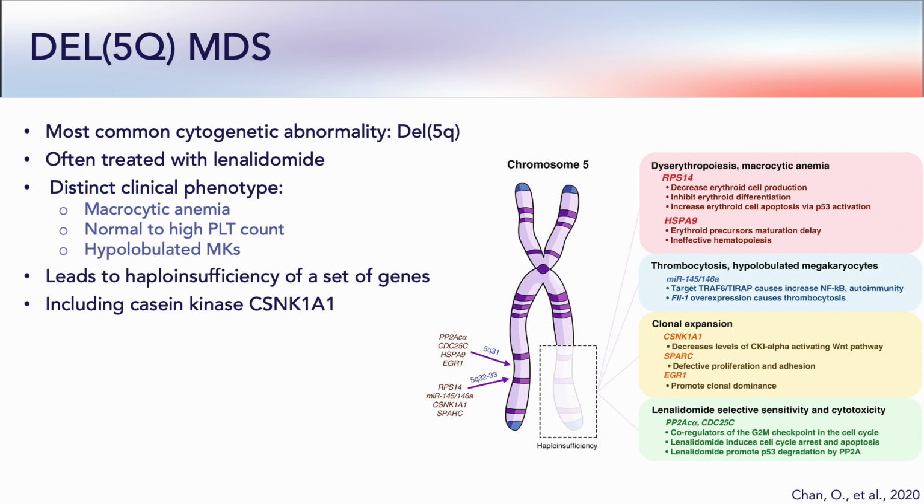One such cytogenetic abnormality is the deletion in the chromosome 5q, so the long arm of chromosome 5. And this abnormality often indicates the type of MDS that can be treated with lenalidomide quite effectively. These patients have a very distinct clinical phenotype involving macrocytic anemia, high platelet counts, and hyperlobulated megakaryocytes. But naturally, a deletion in a chromosome like this leads to a haploinsufficiency of a set of genes. And one of these genes is casein kinase 1A1, which is one of the genes that we have decided to focus on.